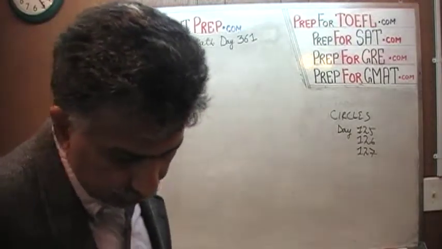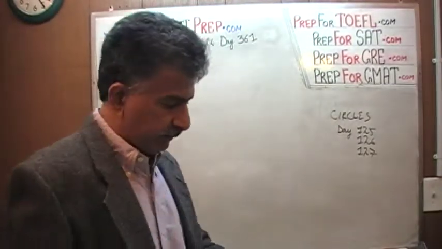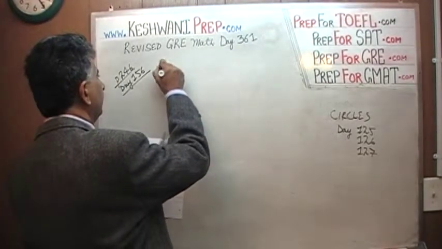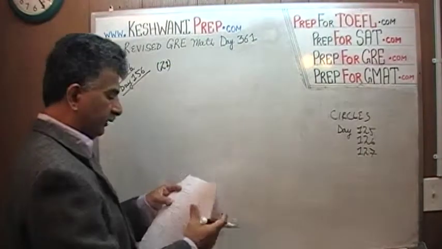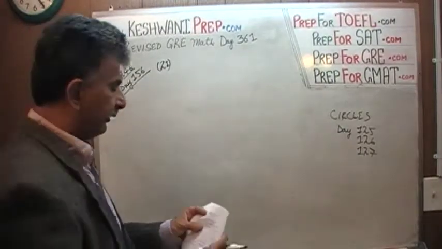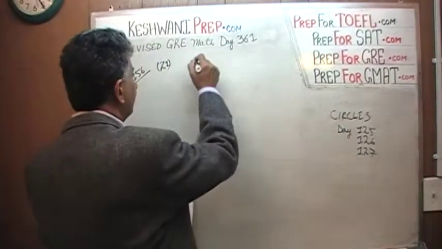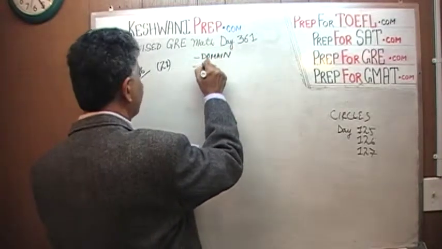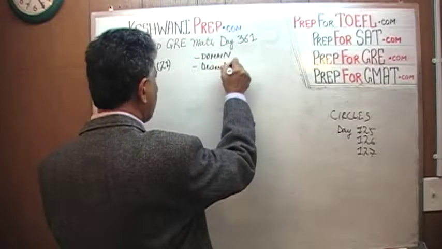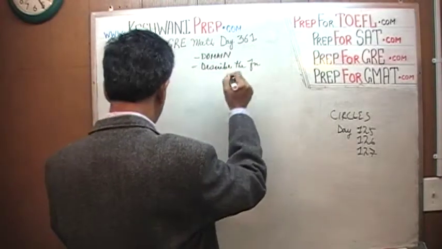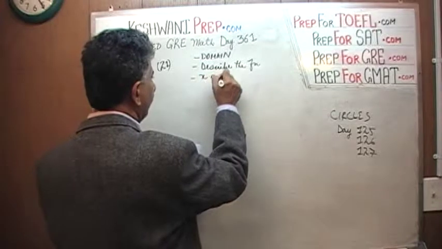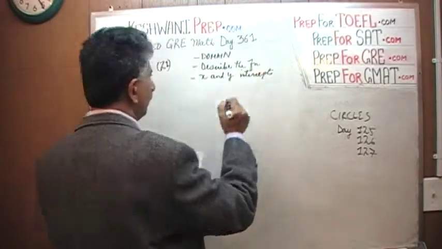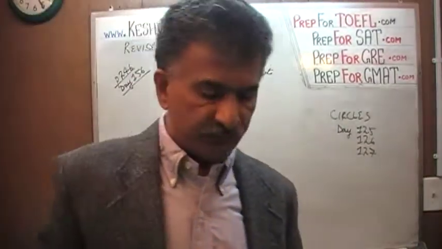Problem number 21 is what we are starting here, the very first one, part A. Because there are several parts here, they are asking for three things. They are asking for the domain of the function. We have to describe the function. And we have to give X and Y intercepts. Those are the three things we're looking for in each of these functions.